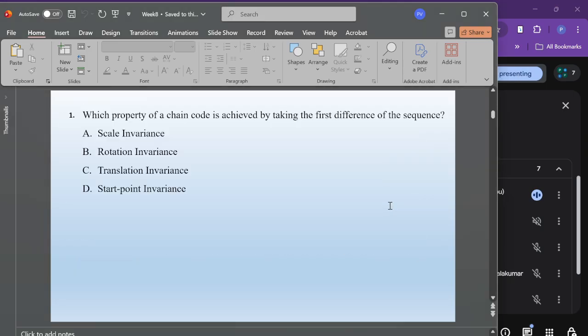Okay, so this is our first question for this week. Which property of a chain code is achieved by taking the first difference of the sequence? Option A is scale invariance, option B is rotation invariance, option C is translation invariance, or option D is start point invariance.